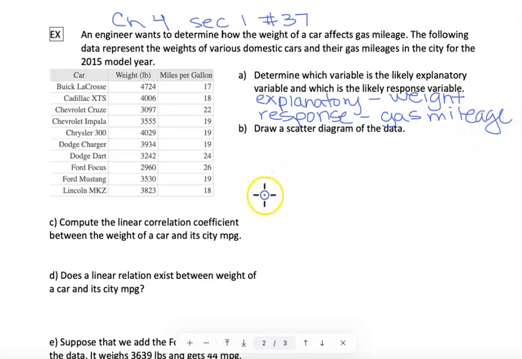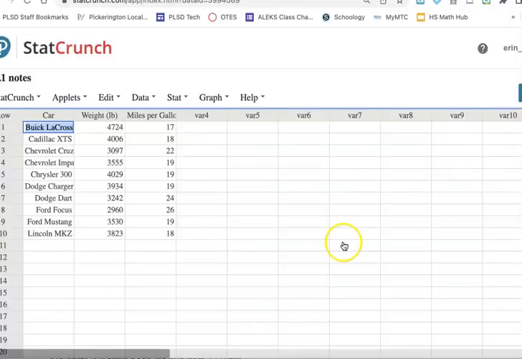B, draw a scatter diagram of the data. So you do not need to do this by hand. I would very strongly suggest that you use StatCrunch for this. Remember that in the homework, you can print screenshots and send me screenshots of the StatCrunch. You do not need to write them out by hand unless you are really, really wanting to do that. But I think it'll take you much less time to use StatCrunch. So I'm going to go ahead and go over to StatCrunch.